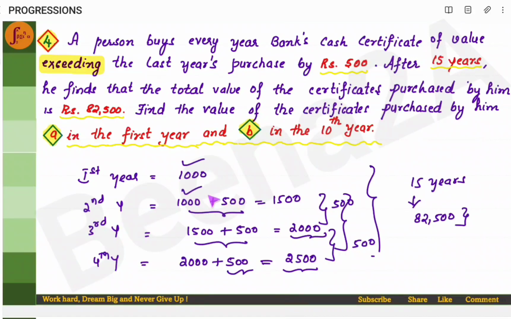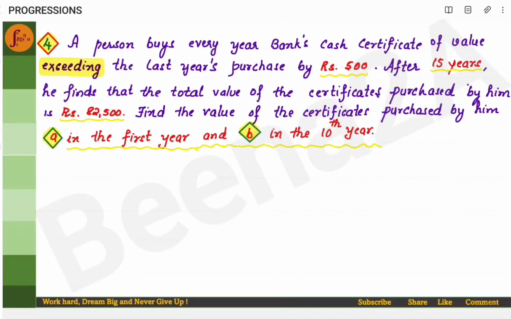Here I assume 1000, just to give an example, but we'll have to find the actual value. We have to find the first year's value. What is the first term? First term is A. We'll have to find A. And we'll also have to find the value in the 10th year, that is T10. So 500 rupees is the difference, because he's adding 500 extra every year.